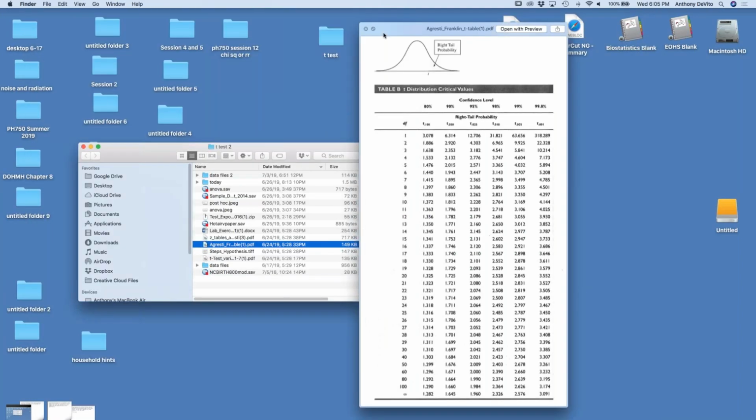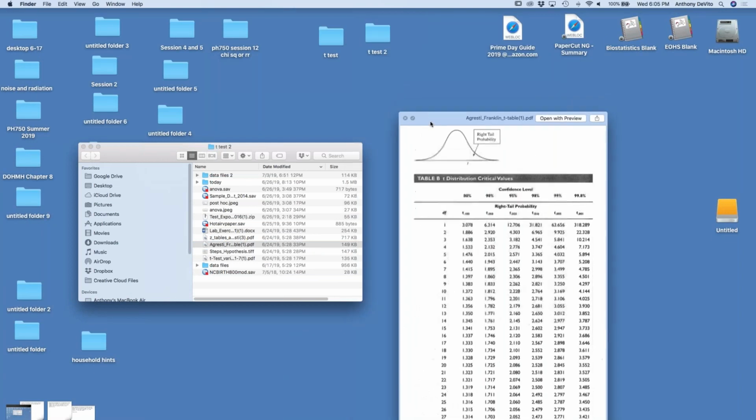Okay, so now we get into situations where we're comparing a couple of samples to one another. In other words, we're comparing two means, for argument's sake. Hang on just a sec.